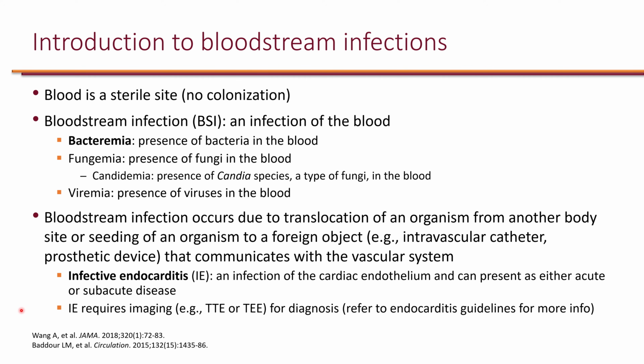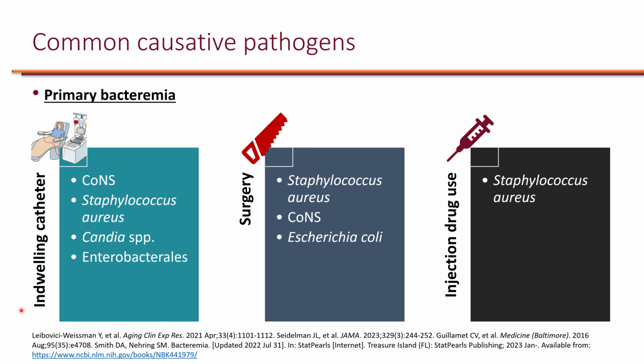When it comes to bacteremia, it is important to consider infective endocarditis, which is an infection of the cardiac endothelium, and it can present as either acute or subacute disease. Now, infective endocarditis requires imaging such as TTE or TEE. So TTE is transthoracic echocardiography, and TEE is transesophageal echocardiography. So these are echoes that can actually look into the heart and see if there is vegetation present. We will not discuss endocarditis in this topic, and I refer you to endocarditis guidelines for further information.